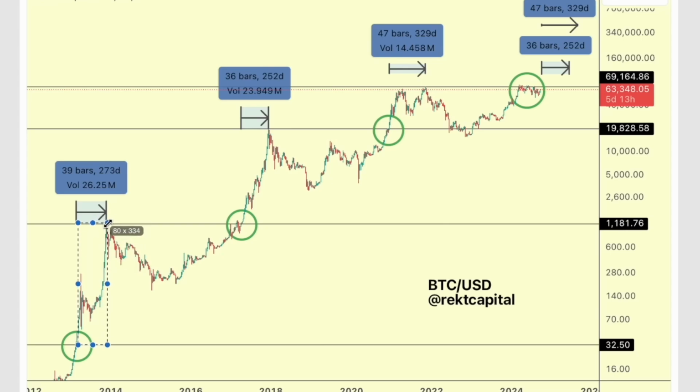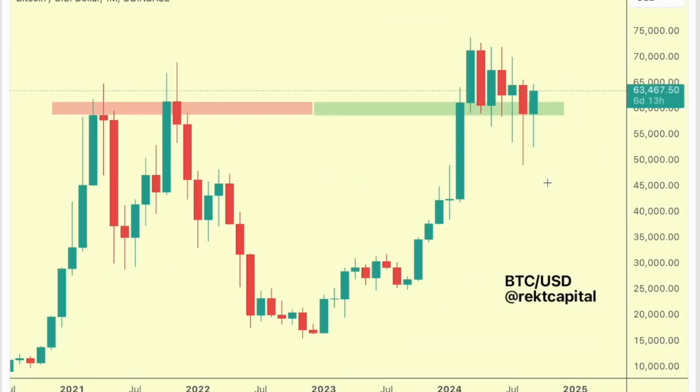And you can see that whenever we break that old all-time high region, we spend 273 days after that breakout beyond old all-time highs, 250 days before we finally peak in the bull market, 329 days in 2021. So if we are really to pay attention to the old all-time high region right now, and we break it to enter the parabolic phase of the cycle, 250 to 329 days after that moment is where we can reasonably expect a bull market peak to occur in the future.